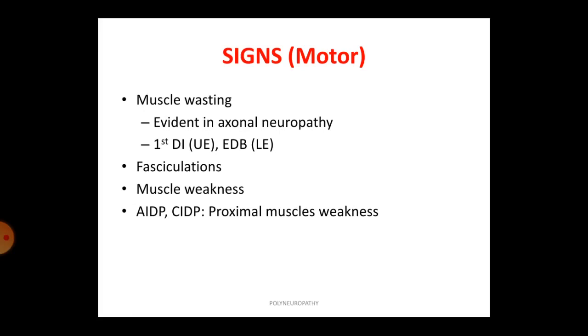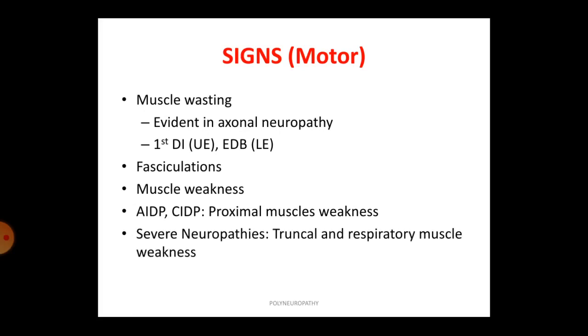Now, in case of severe neuropathies, you may have muscle weakness of the trunk as well as respiratory muscle weakness. That will be life threatening, and many times the patient needs ventilatory support in ICU, especially when they are suffering from respiratory muscle weakness.